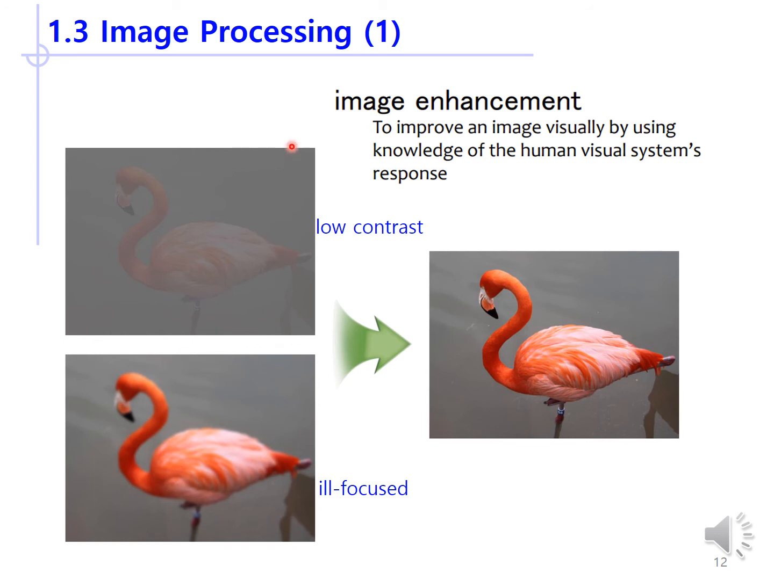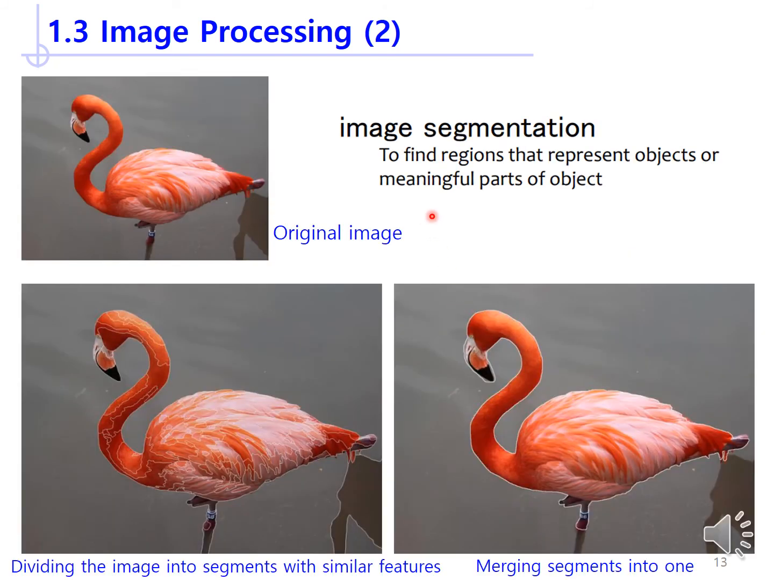So there are two images on the left side. This image has a low contrast. It is a bad image, and by applying image enhancement, we can adjust the contrast. Then we can get the very nice image on the right side. The lower left is an ill-focused image. Then we can enhance the focus by applying the image enhancement technique.